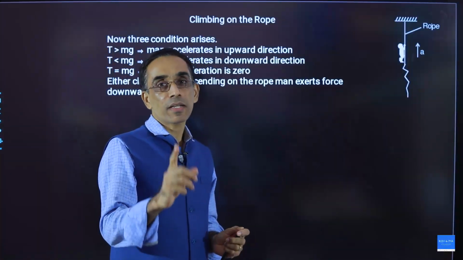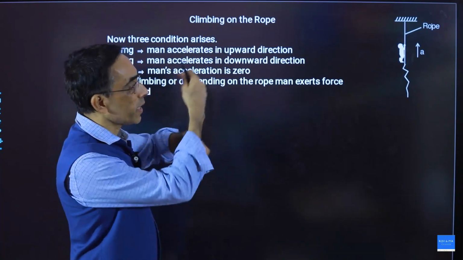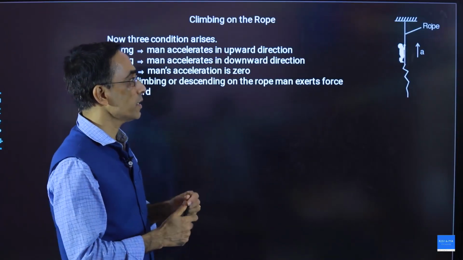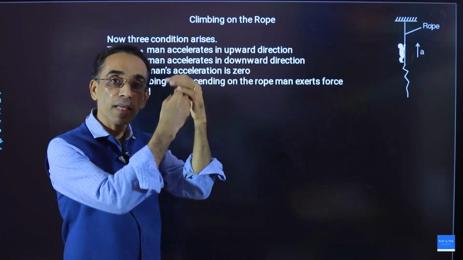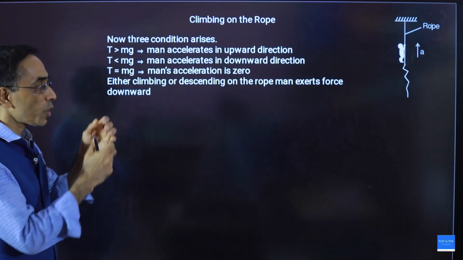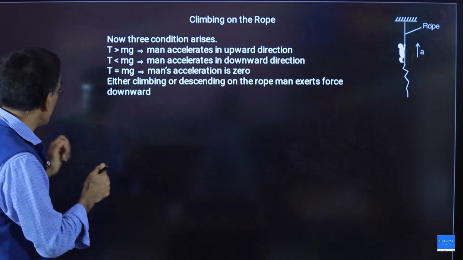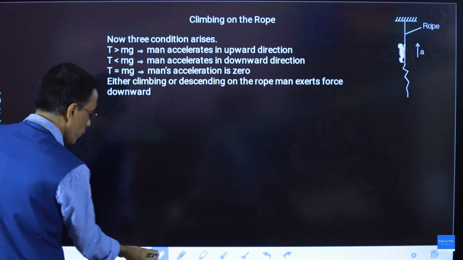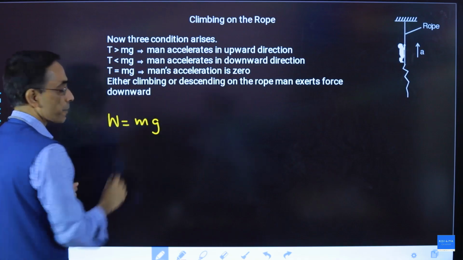The same apparent weight concept can be asked in such questions: there is a rope, there is a man climbing, maybe there is a monkey climbing, there is a fireman climbing. In all these cases, such questions can come. They may give you the maximum force that can be supported by the rope. If a man is holding the rope and staying still after climbing, then the weight on the rope will be equal to mg, his actual weight.